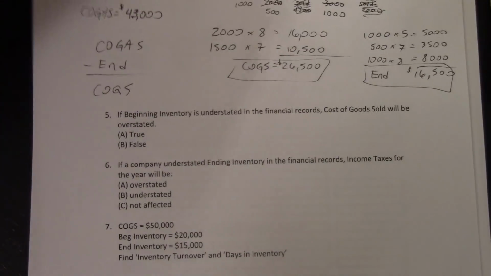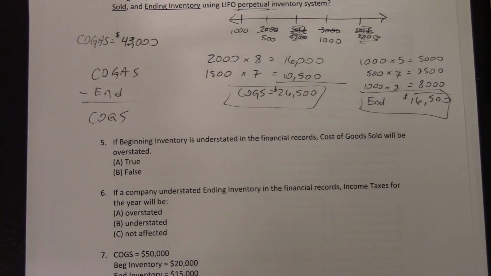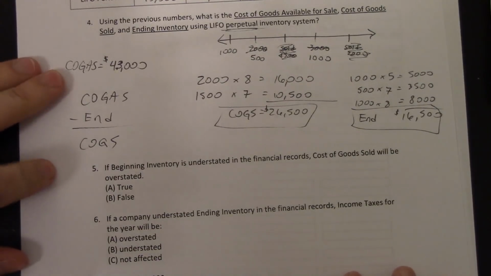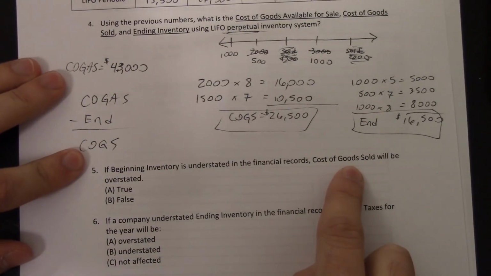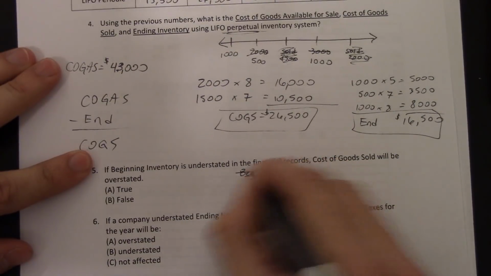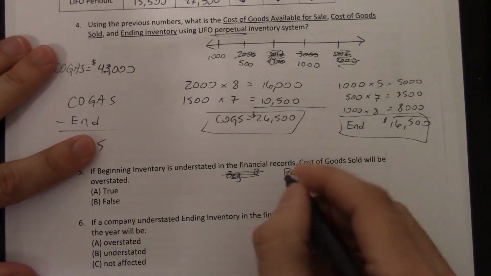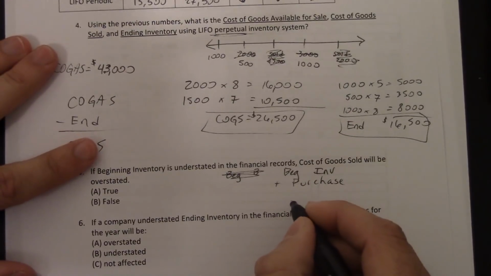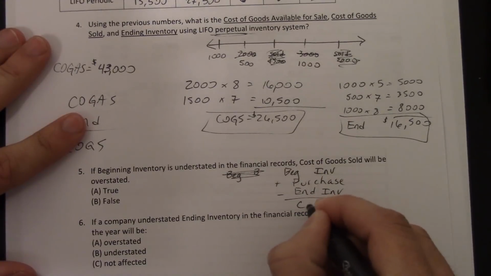Number 5, it's asking if beginning inventory is understated in the financial records, cost of goods sold will be overstated. True or false? The best way to go about this is to remember the relationship that beginning inventory has with cost of goods sold. So if you remember our beginning inventory plus our purchases minus ending inventory gives us cost of goods sold.